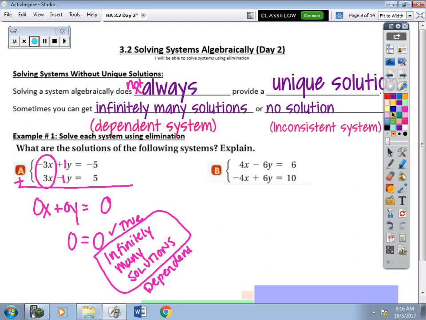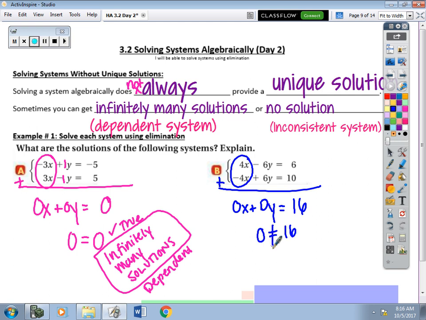So the next one, same thing. Notice this time I could eliminate this variable if I were looking at it. And I have different signs, which means I'll add. 4 plus a -4 is 0x. -6 plus 6 is also 0y. But 6 plus 10 is 16. So I'm going to get 0 plus 0. Does 0 equal 16? No.